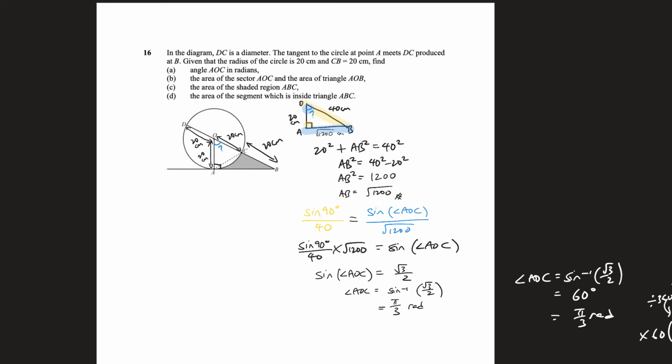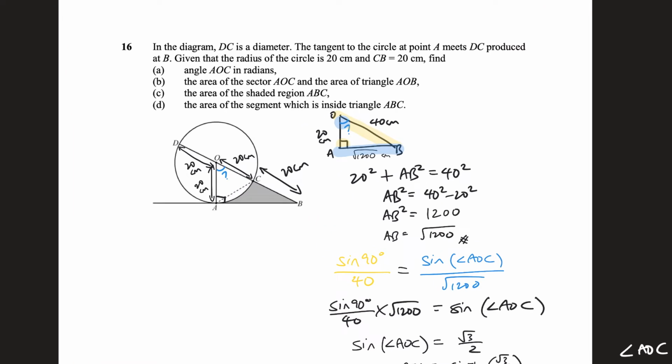All right. Now that seemed like quite a lot of work for part A. Parts B, C, and D are actually more straightforward: find the area of sector AOC and the area of triangle AOB. To find the area of triangle AOB, it's pretty straightforward. We have half times base times height. We know this is the height because it's 90 degrees. So let's just do that.